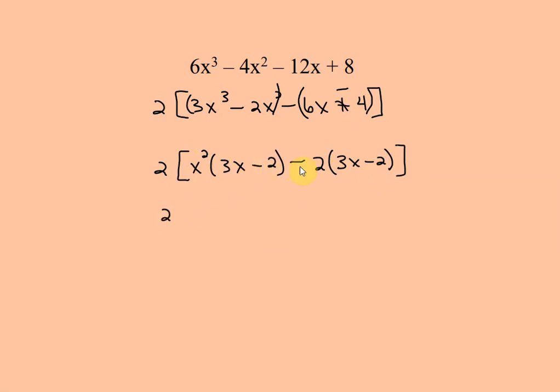All right. So again, we'll bring this down. Now, when I look at these two groups, this 3x minus 2 is what they have in common. So I'm going to factor that out, 3x minus 2. And then what's left is the x squared minus 2. And so this whole thing, the 2 times 3x minus 2 times x squared minus 2 is my solution.